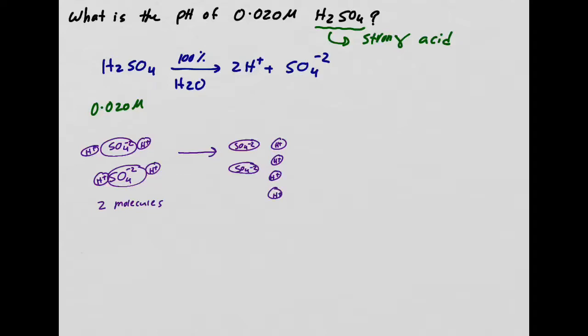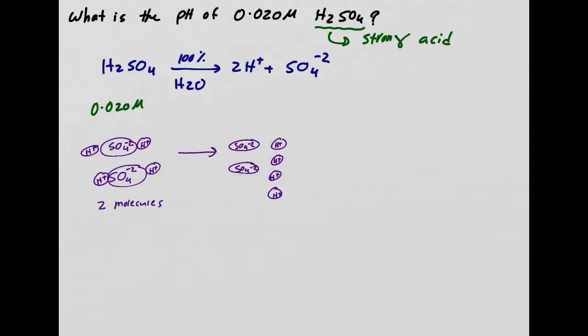And how many H pluses do I end up with? I end up with 1, 2, 3, 4 H pluses, don't I? Okay? So when I have 2 molecules of sulfuric acid, when everything breaks up, I end up with 2 sulfate and 1, 2, 3, 4 H plus, right? Or we know it's hydronium to be more correct. Now, why is that? Because there's a mole ratio. For 1 sulfuric acid, you have 2 H pluses.